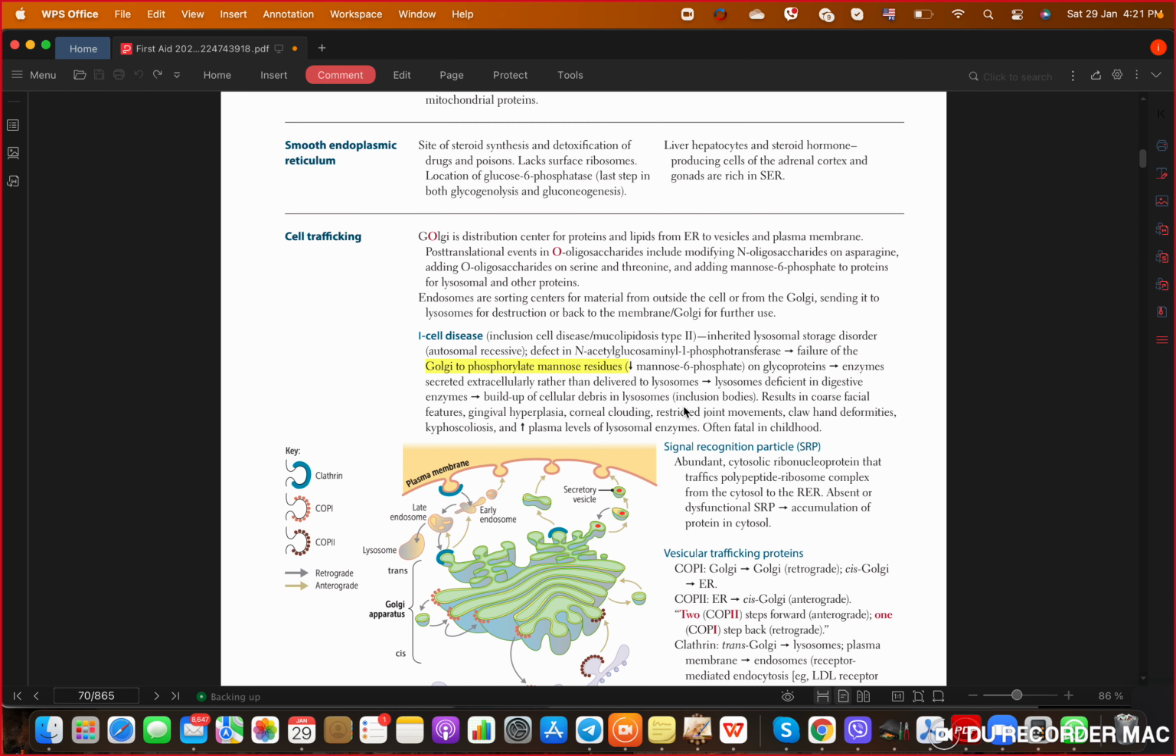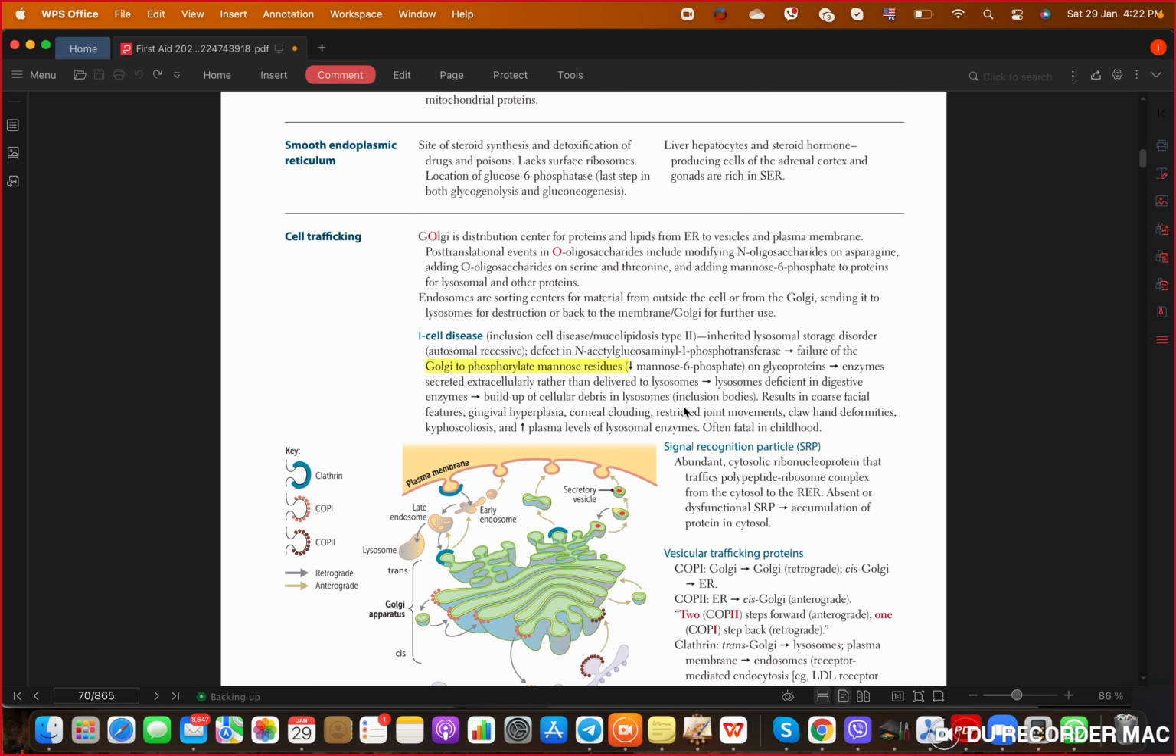Okay, so the endosome is the first recipient of the external stuff that comes from the outside. Yes? Okay, Doc. Okay, can you tell me really quick what is the function of the Golgi apparatus, and how it does the sorting?